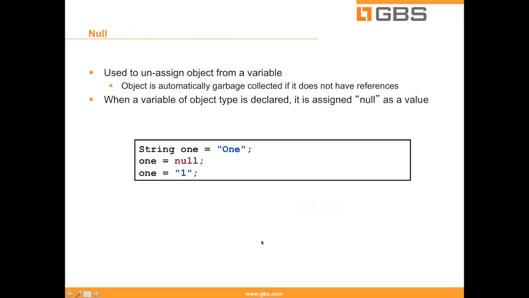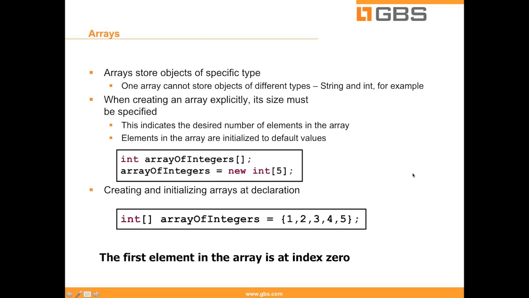Null is actually used in Java to unassign objects from a variable, or to instantiate instances of a variable prior to actually being used. I can say string 1 is equal to 1, and then 1 is equal to null, which is basically set it to nothing, and then set it equal to something else. It's not required that you do that in between setting a string value, but just so you understand that null is out there and is a very real type.